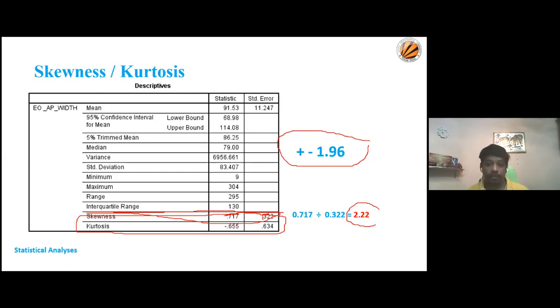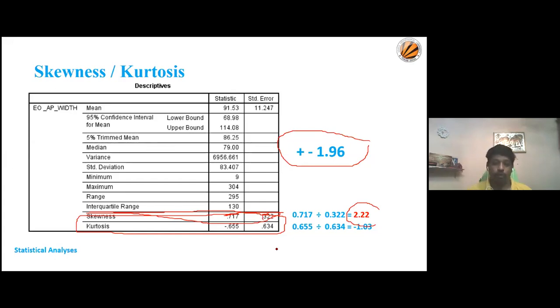But when you look at the skewness and calculate this, you're getting 2.22. It means your data falls away from the plus or minus 1.96, so it is not normally distributed, right? Okay, one more example. Here you can see this kurtosis. When you divide this, you get minus 1.03, which lies within the range of 1.96. It means based on the kurtosis, this is approximately normally distributed.